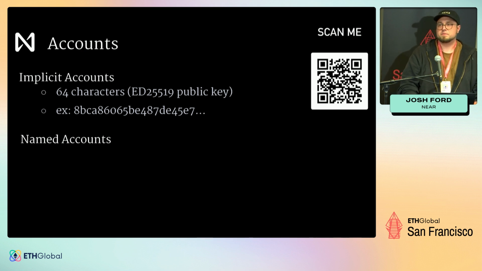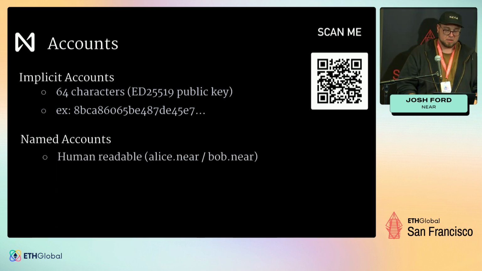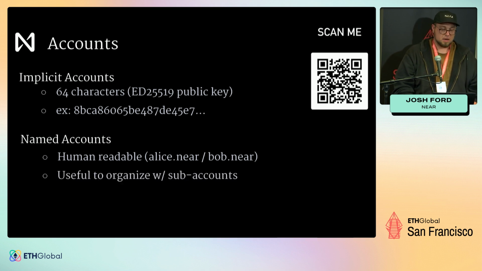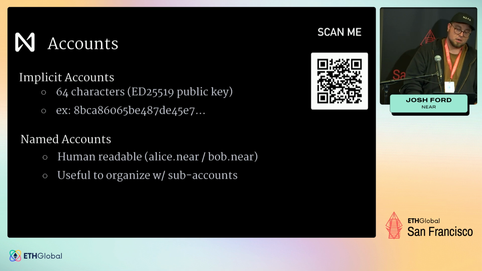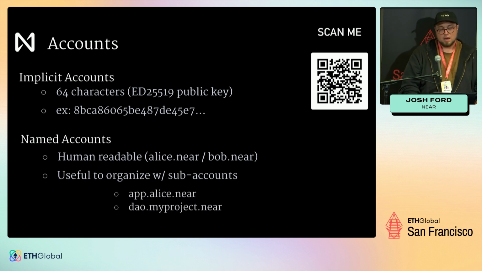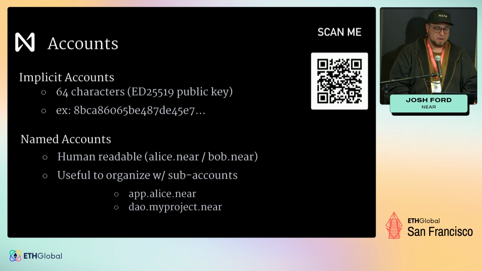And we do have named accounts. These are what sets us apart, how we baked it into our protocol to begin with. Each account is more human readable. You can have Alice.near, Bob.near, Josh.near, whatever you want, as long as it's a .near account. It's also a useful way to organize sub-accounts. So you can have, say, an application at ls.near, or a DAO at my project.near, and you can keep going further and further. Each one of these accounts can create sub-accounts. And the Near contract actually is one contract that all the other accounts are a sub-contract or a sub-account from.